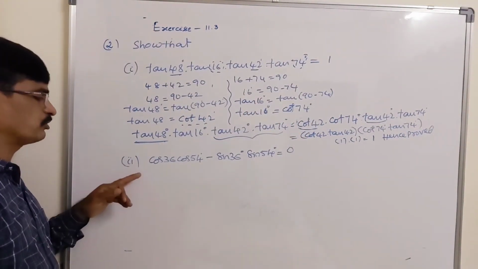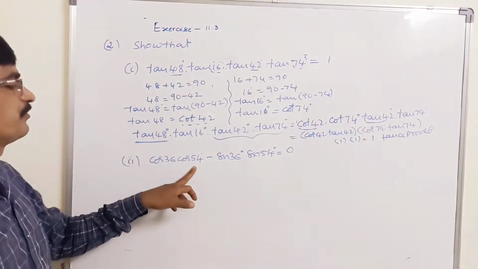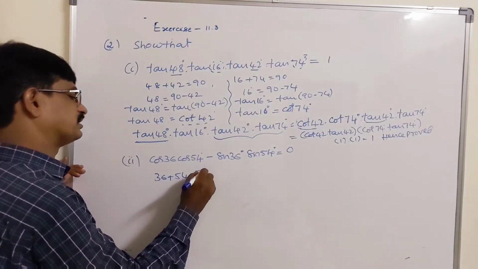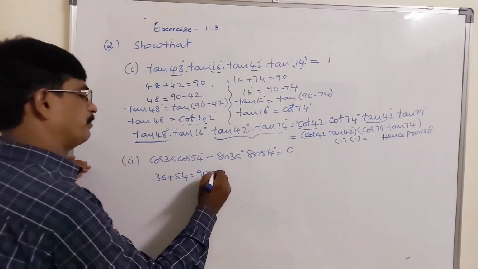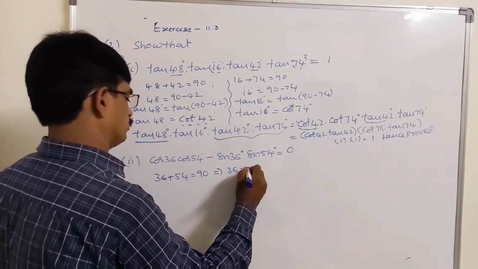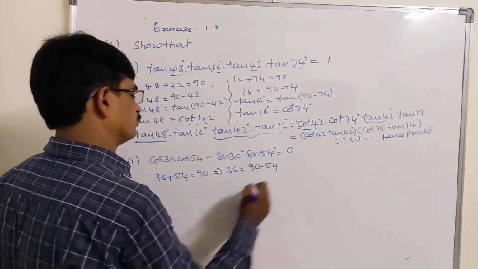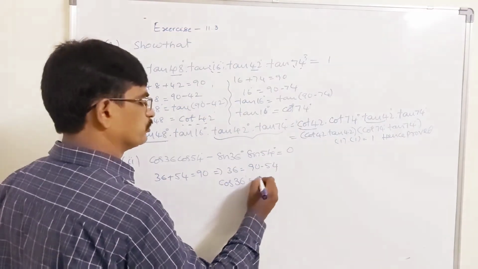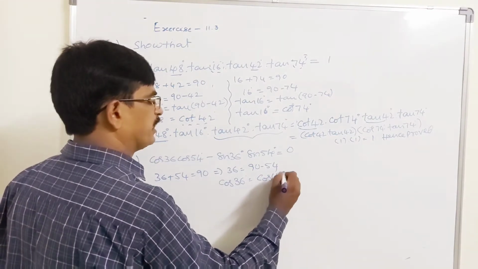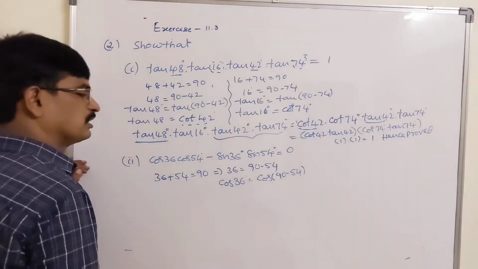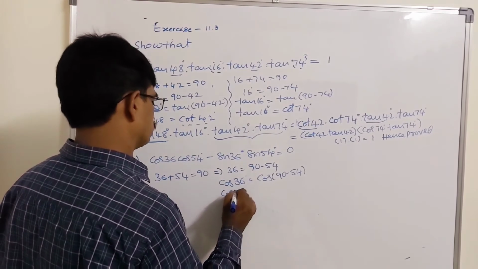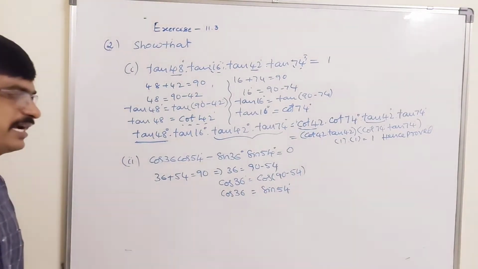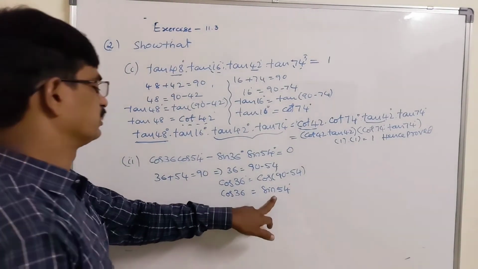Now the next question. Cos 36, cos 54. Here also 36 plus 54 is equal to 90. Make 36 as subject, then 90 minus 54. Apply cos. Cos 36 degrees is equal to cos of 90 minus 54. Then cos 36 is equal to sine 54 degrees, sine 54 degrees.